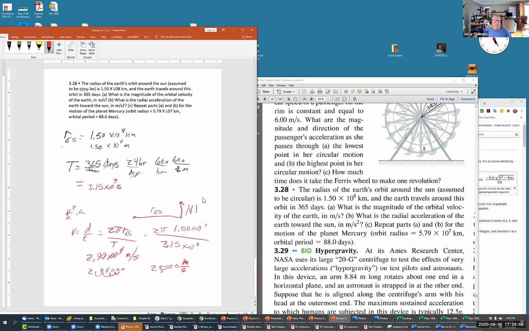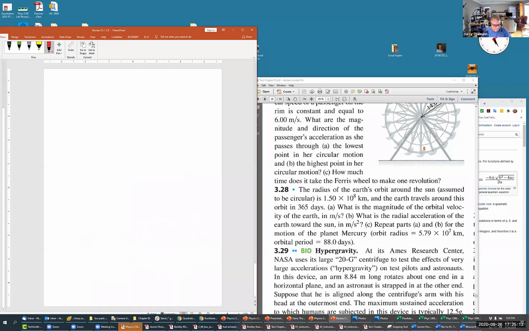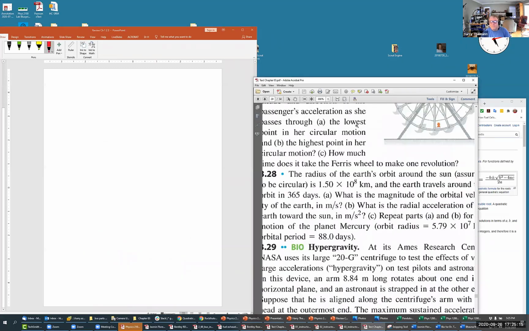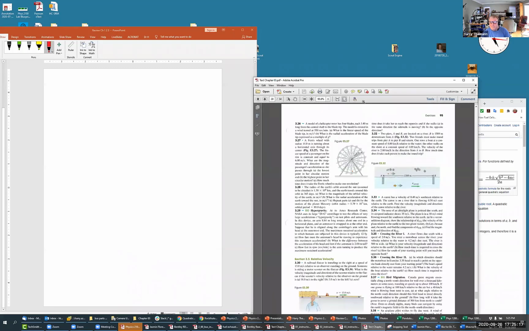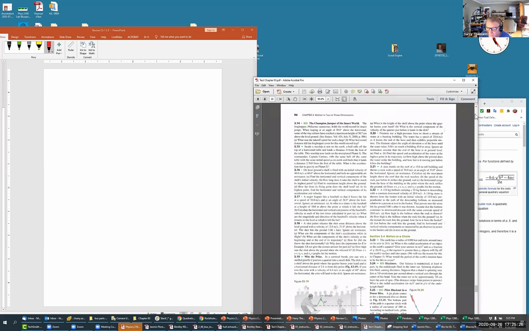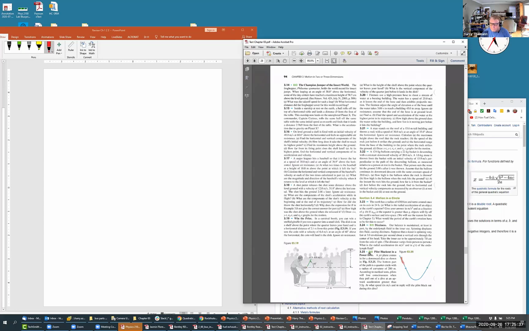Okay, so all we have to do is substitute in the radius of Mercury. That wasn't very hard. We need something a little more challenging. Hypergravity. Ooh, I wonder what that means. Let's see. Relative velocity. Motion in a circle. Pilot blackout.